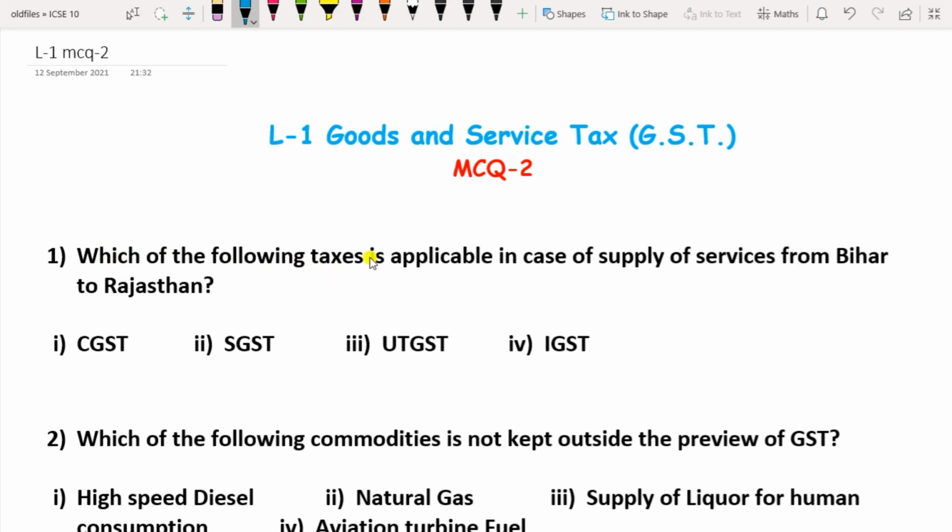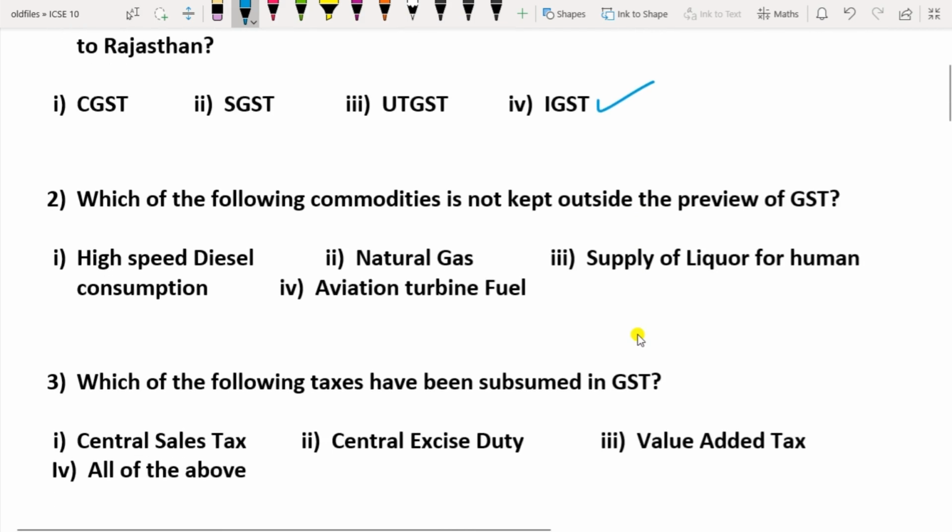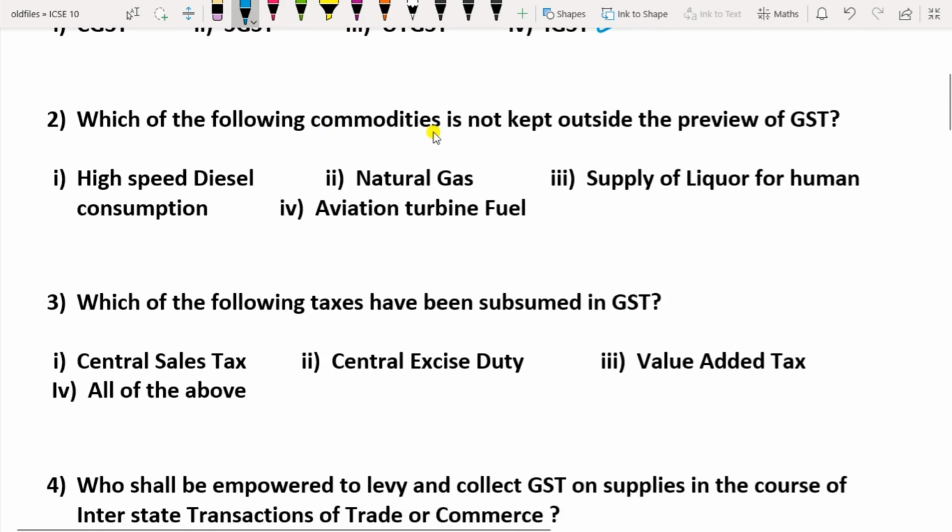Which of the following taxes is applicable in case of supply of services from Bihar to Rajasthan? It is from one state to the other state, so the tax applicable will be IGST. Which of the following commodities is not kept outside the purview of GST? It is supply of liquor for human consumption. That is the correct option.